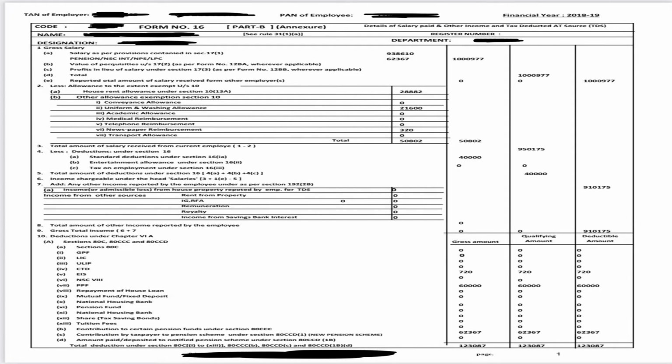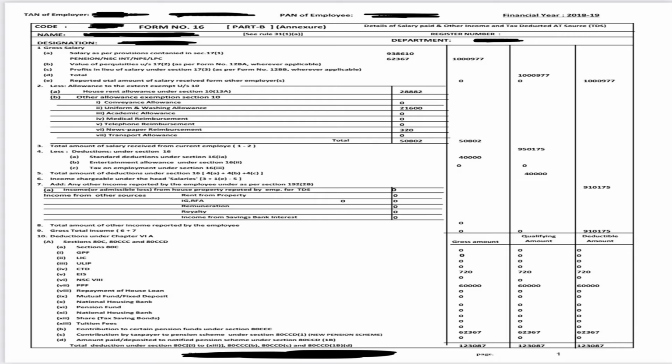The other component of Form 16 is the Part B, and the Part B of Form 16 has a detailed breakdown of salary and allowances which the employer provided to the employee, and how the tax is computed considering the investments declared by the employee for that financial year.